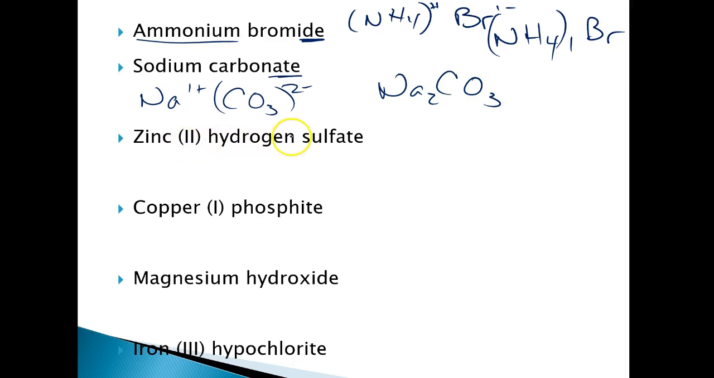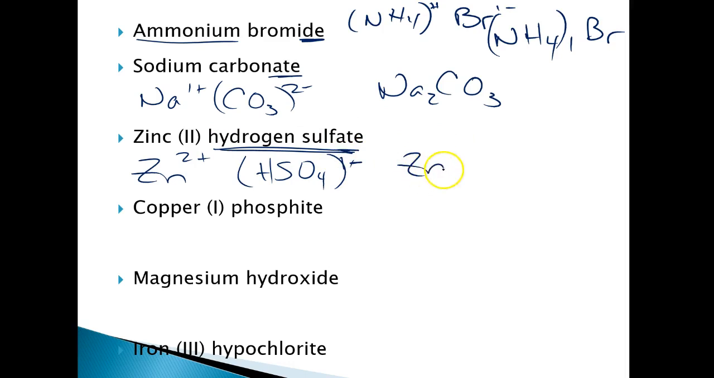This one, zinc 2 hydrogen sulfate. Look for this one carefully. Okay, Zn typically is always a positive 2 charge. Hydrogen sulfate, look for it on that polyatomic chart because it ends in ATE. It's HSO4 negative 1. Drop and swap, you get Zn(HSO4)2.